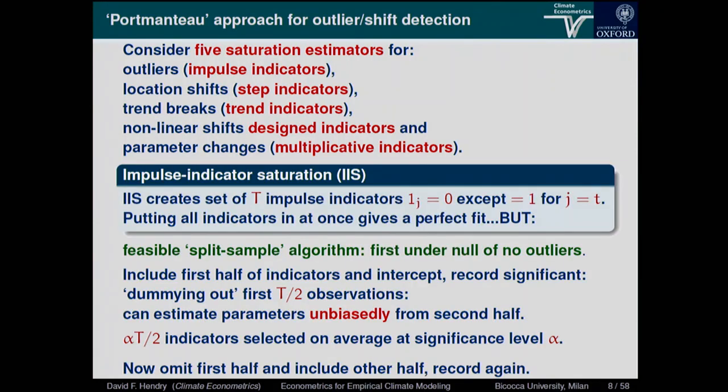I'm probably talking to the converted when I go through this small section on impulse indicator saturation and how it's implemented theoretically, to understand why you can put in more variables and observations and still get a perfectly sensible answer. So we create an indicator for every observation. It's 1 at that observation and 0 at every other one. And we put in half of them, assuming that the number of other variables is quite a lot smaller than half or a quarter of the sample.